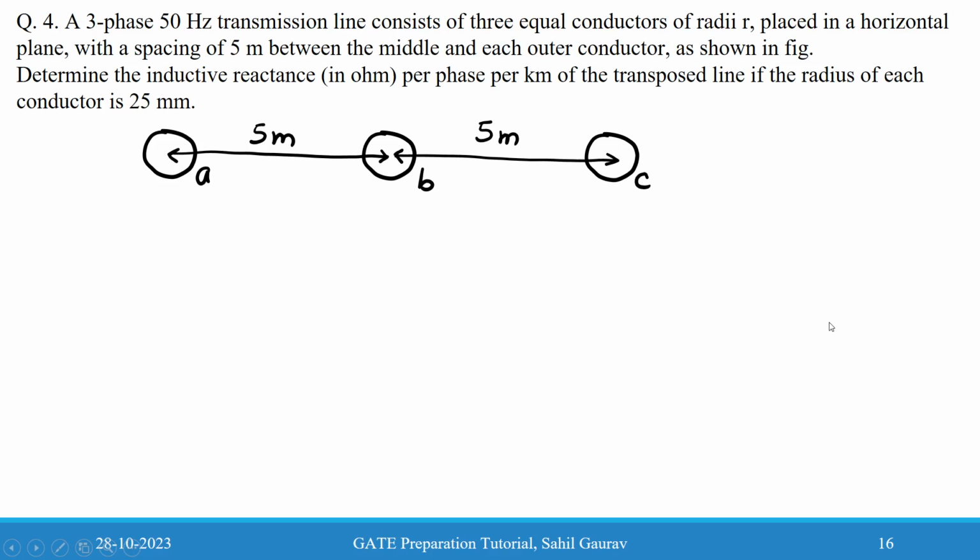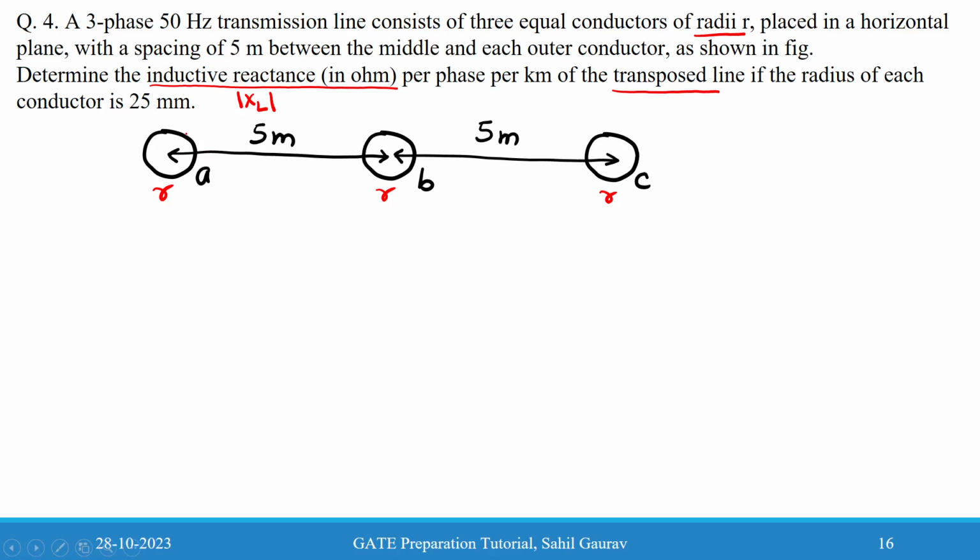The problem is that a three-phase 50 Hz transmission line consists of three equal conductors, each having radius r, placed in a horizontal plane with a spacing of 5 meter between the medial and each outer conductor, as shown in the figure. Determine the inductive reactance in ohm. We have to find the XL per phase per kilometer of the transposed line. Here transposition is also given. The radius of each conductor is 25 mm.